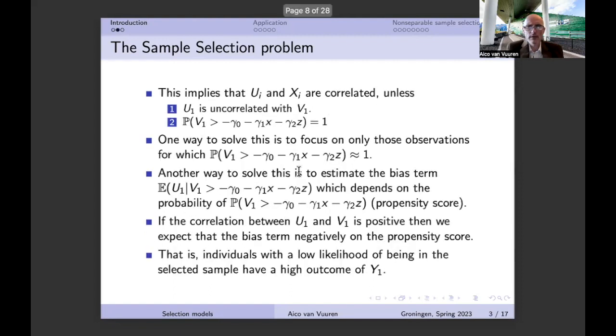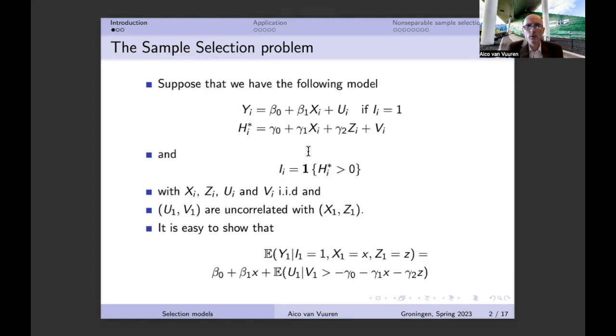Now the question of course arises, what does this mean? What does it mean that the probability that phi1 is larger than minus gamma 0, minus gamma 1 times x, minus gamma 2 times z is equal to 1? Well, that means that generally you do have a sample selection problem, in the sense that there are always individuals that could have an x and z and a v that are not going to be participating in the labor market, or at least in a very general context, are not going to be observed with respect to their y.